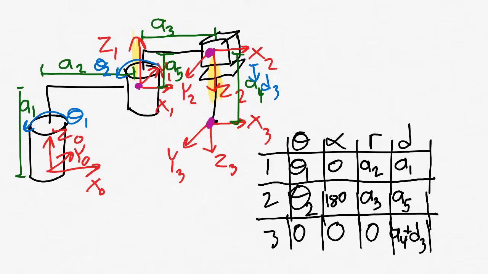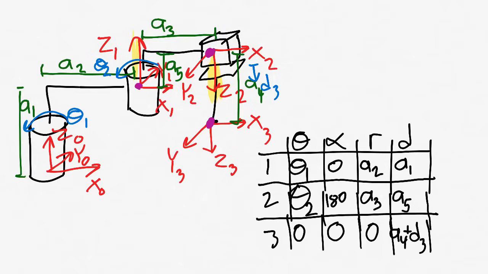You might be wondering why I made A4 plus D3 positive, even though they're pointing down. Note that in each of these parameters, we're looking in a specific direction. So in this case, D in the third row, we're looking at the Z2 direction. The Z2 direction is positive down, as indicated by our Z2 arrow. That's why I made A4 plus D3 positive in this row of the table. If I had instead defined Z2 to be up, which would be allowable in our Denavit Hartenberg rules, in that case I would have had to make A4 and D3 both negative.